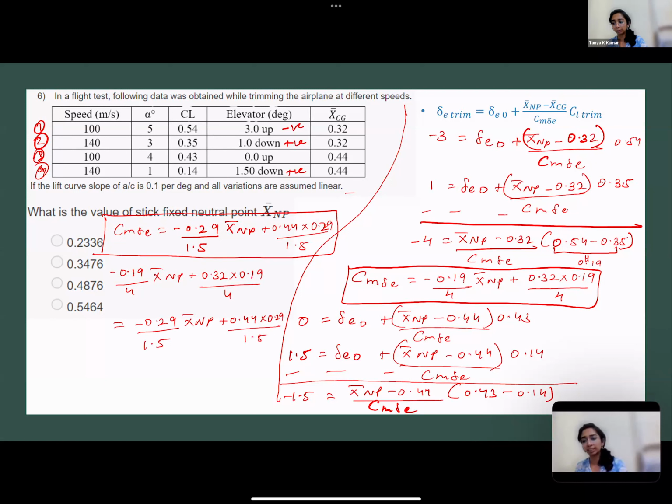Can you solve this and tell me what the final answer is? I think there was some mistake in the solution, but we should be able to get answers similar to the options. This equation has only one unknown, X bar NP. Can you solve it and tell me what is the value of X bar NP?